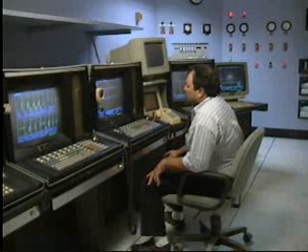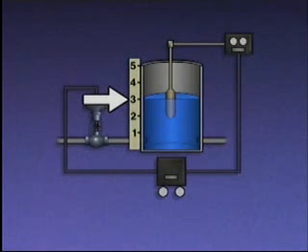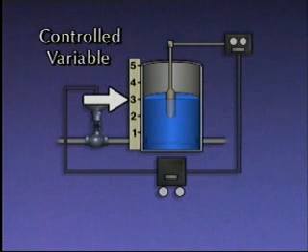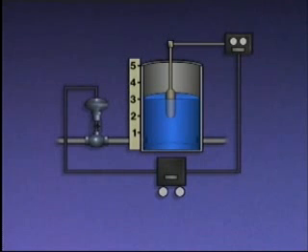To get a better understanding of how an automatic control system works, we'll use this simplified illustration of a system that's used to control the level of water in a tank. Since the level of the water is what's maintained at a desired value, it can be thought of as the controlled variable in the system. It can also be thought of as the measured variable, because the control system uses it as a basis for making operating changes. The level of the water will remain constant as long as the flow of water into the tank equals the flow of water out of the tank.